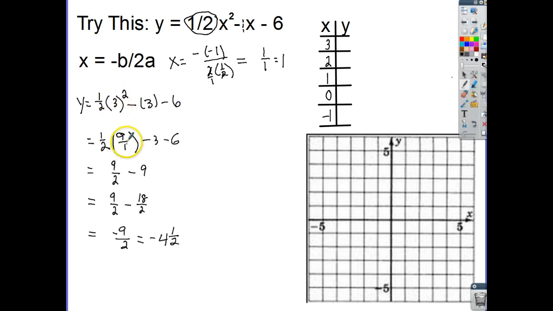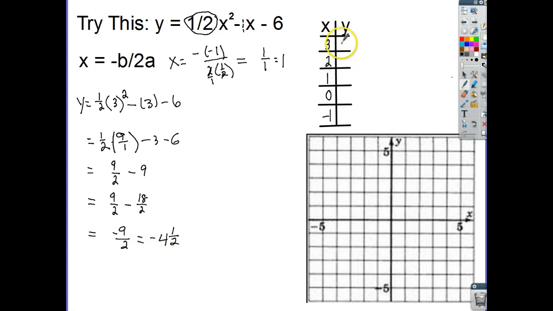We get 9. I write it over 1 since I'm multiplying by a fraction. Numerators times numerators, 9. Denominator times denominator, 2. Minus 3 minus 6 is negative 9. Now I'm going to write 9 as halves. 9 is equal to 18 over 2. So I have 9 halves minus 18 halves, or negative 9 halves. And that's going to give me negative 4.5.